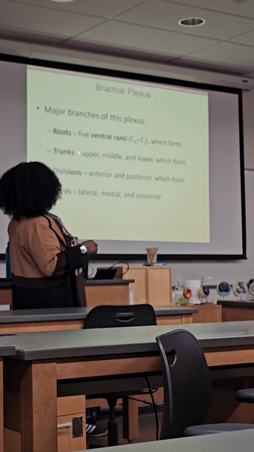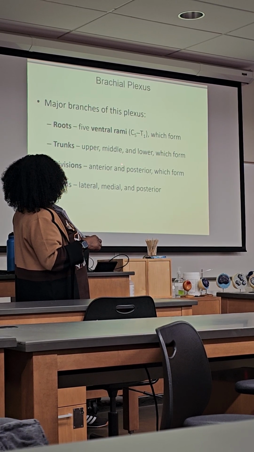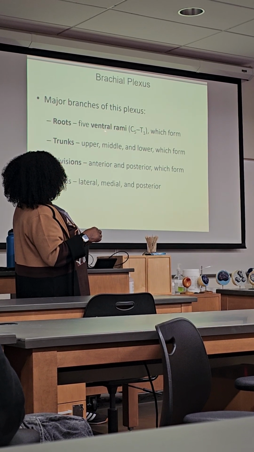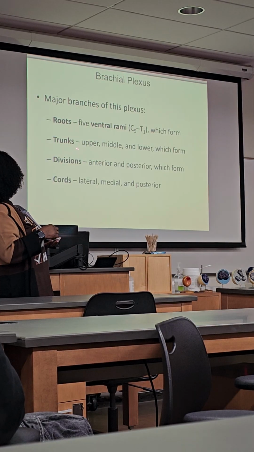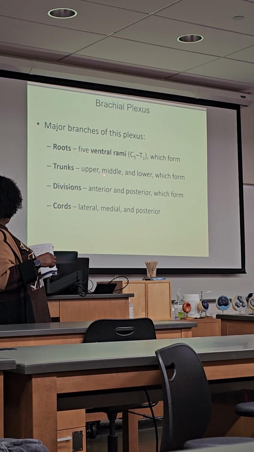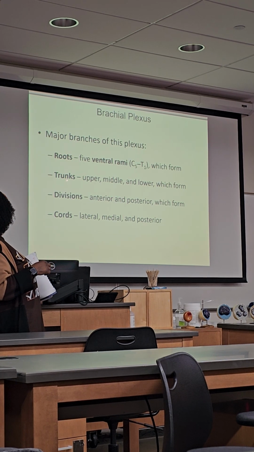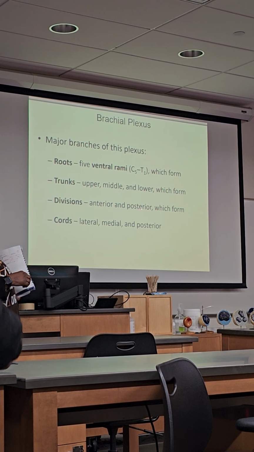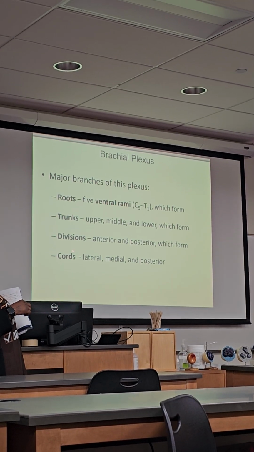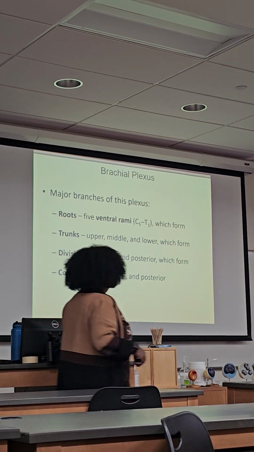Then we'll go to the trunks, where we have an upper, middle, and lower. The roots are going to merge together in different combinations to form the trunks. Those will then divide into divisions. Each trunk will have an anterior and posterior division. And then those will merge together in different combinations to form the cords, lateral, medial, and posterior. And then those will give rise to our branches.